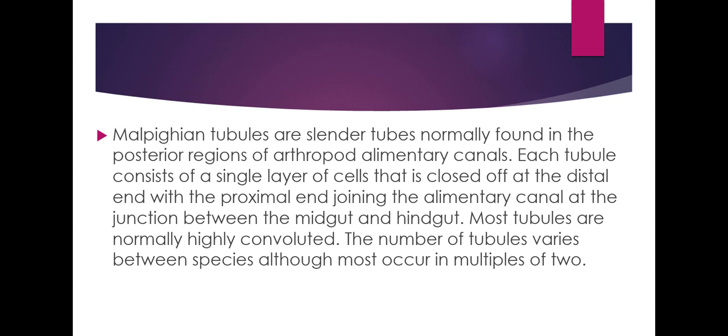Malpighian tubules are, as we already discussed, found in the posterior region of the arthropod alimentary canal. Each tubule consists of a single layer of cells that is closed off at the distal end, with the proximal end joining the alimentary canal at the junction between the midgut and hindgut. Most tubules are highly convoluted. Also, the tubule number varies.